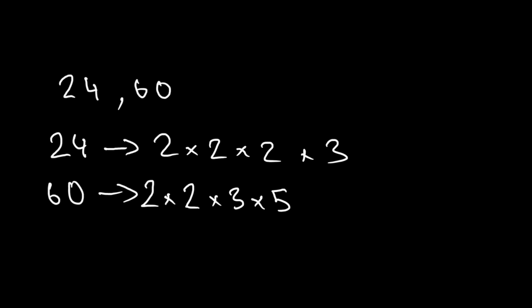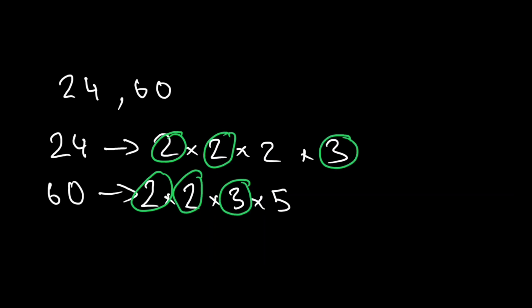Common prime factors are two 2s and one 3. When we multiply them, we get 2 into 2 into 3, which is 12. So the HCF of 24 and 60 is 12.